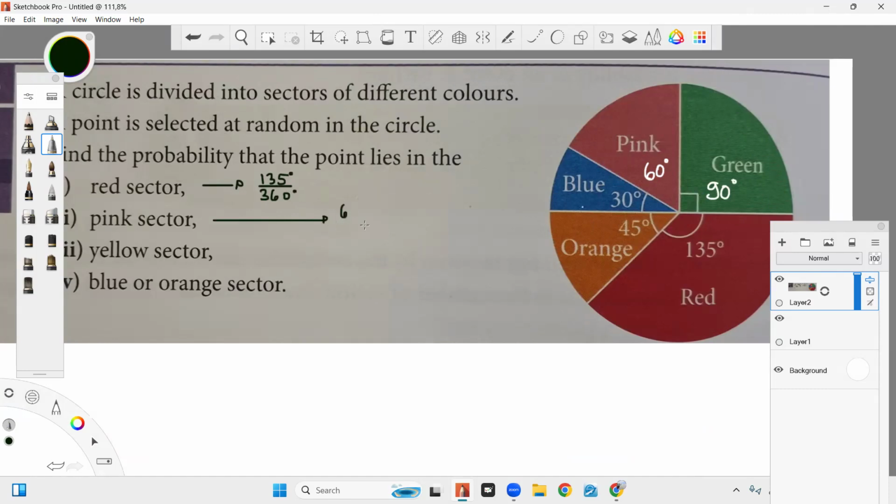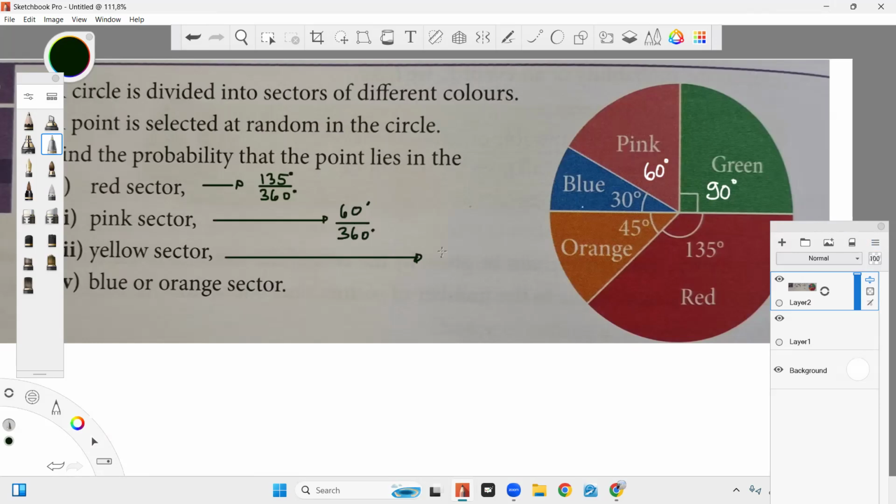60 over 360, that's right. So just be confident with your answer. Yellow sector, Georgia. Sorry, where is yellow? No, no yellow. So what is the probability of nothing?